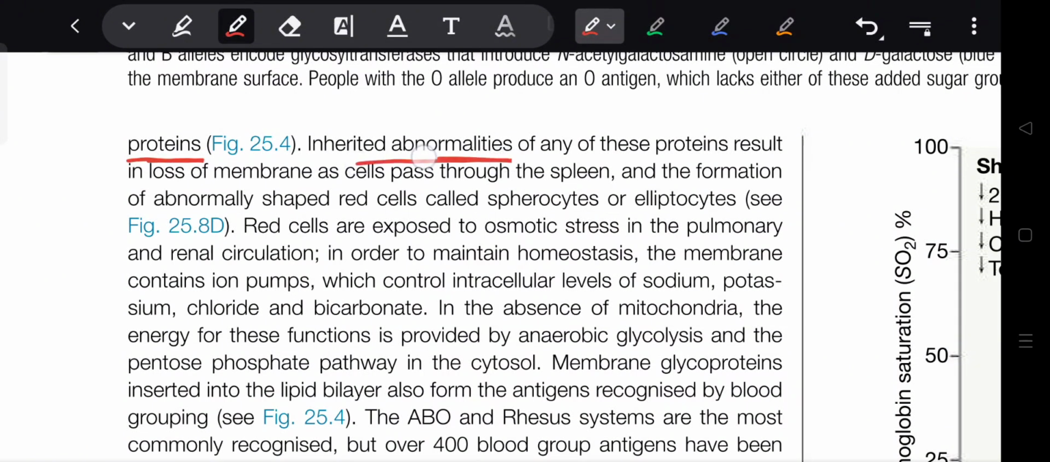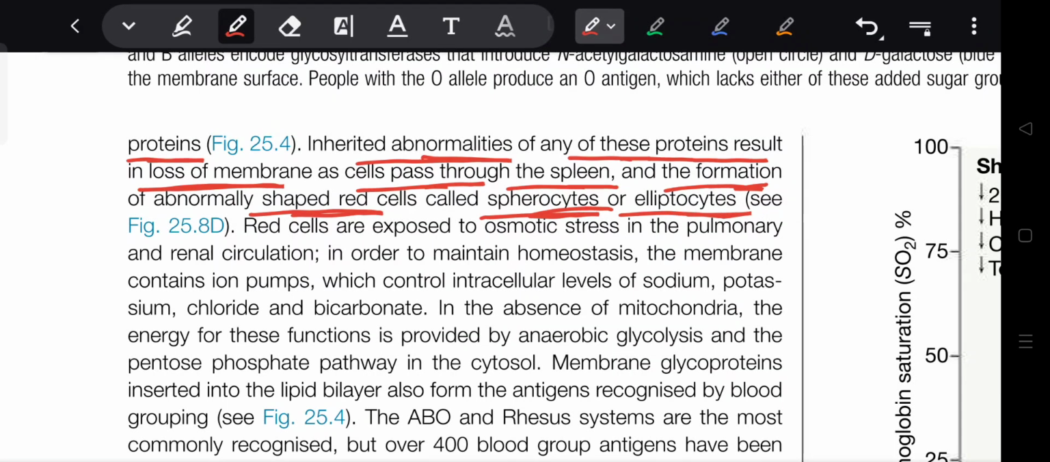Inherited abnormality of any of these proteins results in loss of membrane as the cell passes through the spleen, and the formation of abnormally shaped red cells called spherocytes or elliptocytes.